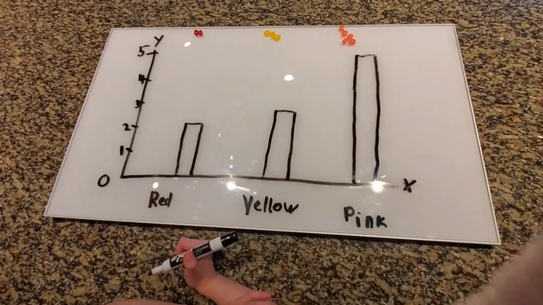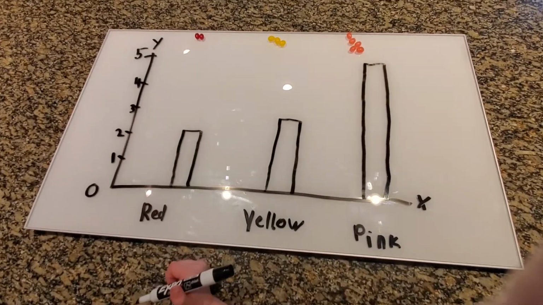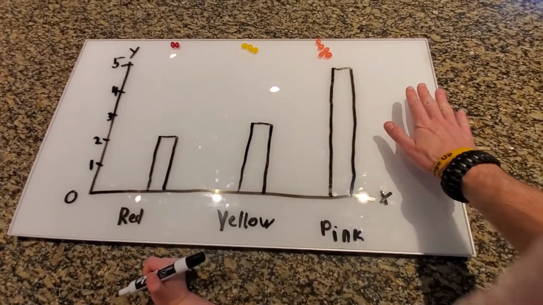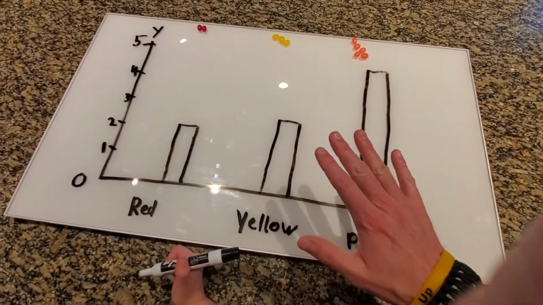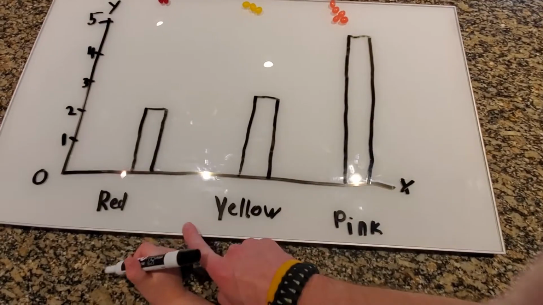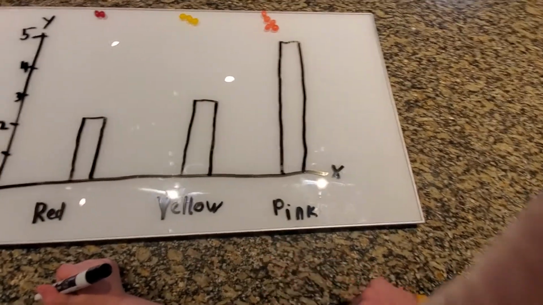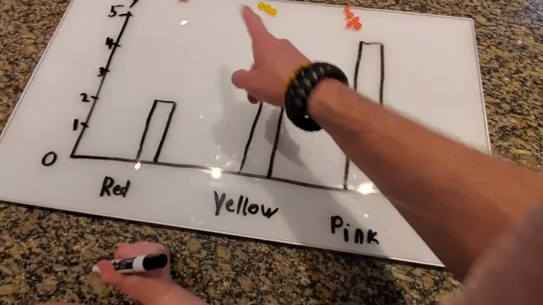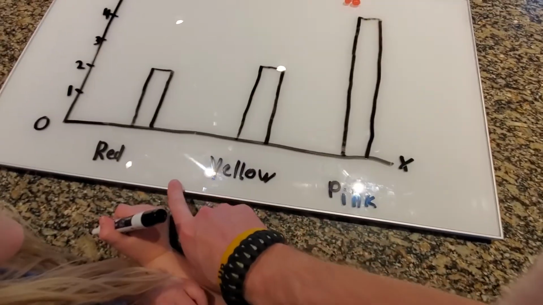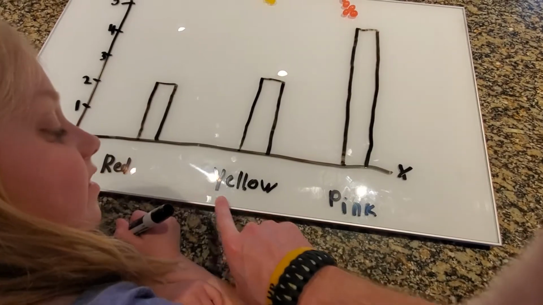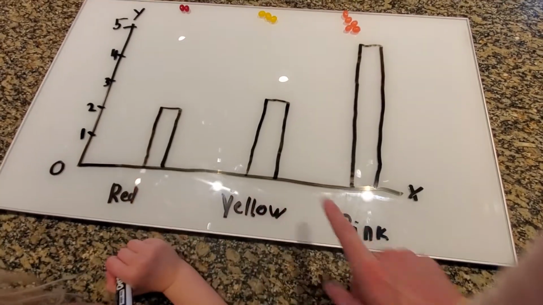The only thing is we're actually missing a couple things here. Sometimes you might need a key, especially when you get to double bar graphs, and we'll talk about that later. But this is just a single bar graph. The only thing we're missing is a label down here. So what do the red, yellow, and pink stand for? What were those things, Ellie? Jelly beans, yeah. So she would write jelly beans down here so we know what the red, yellow, and pink stand for.